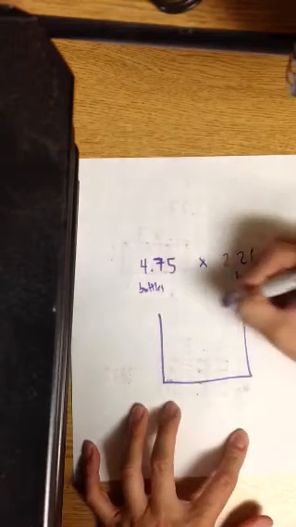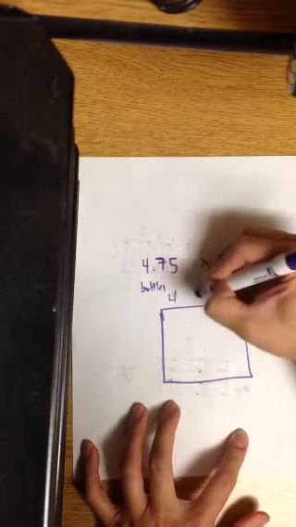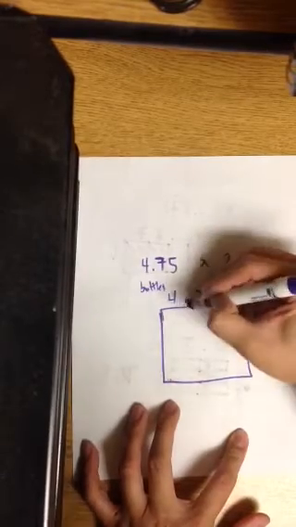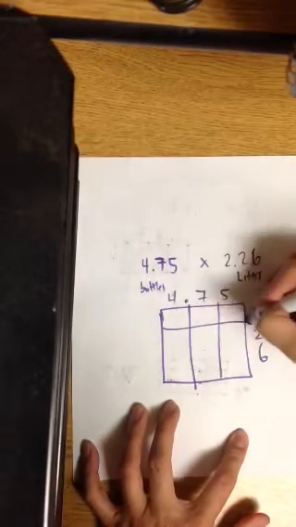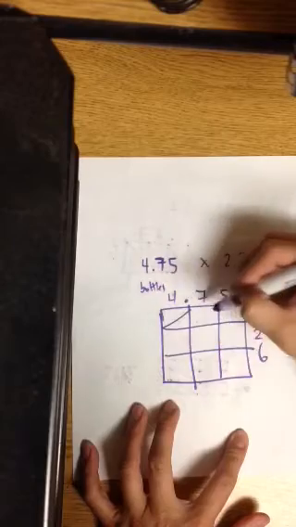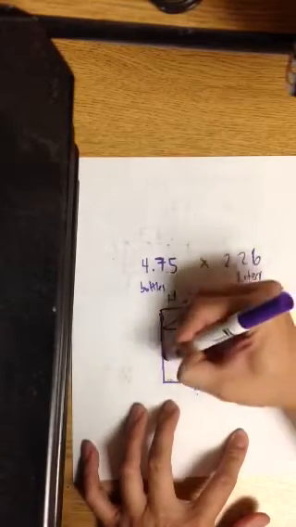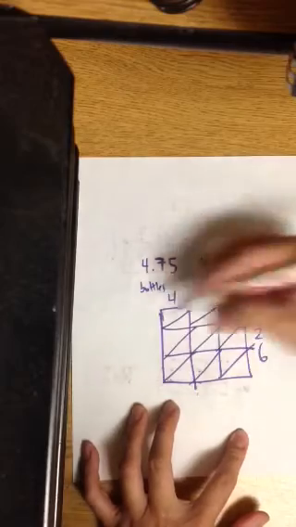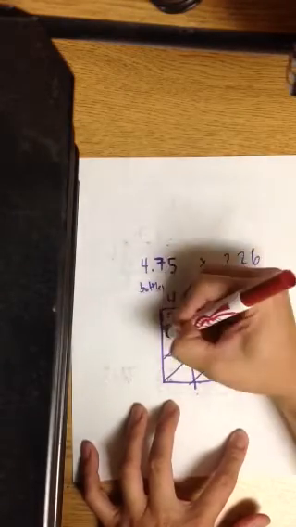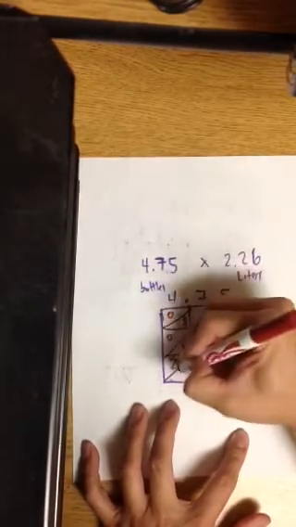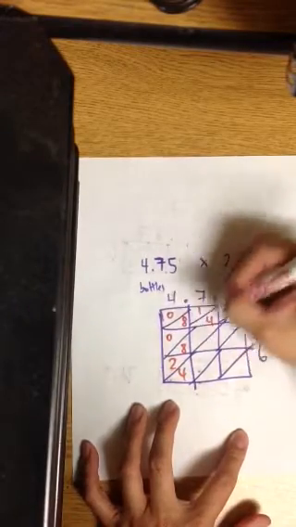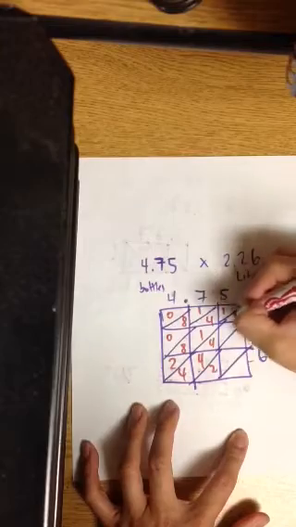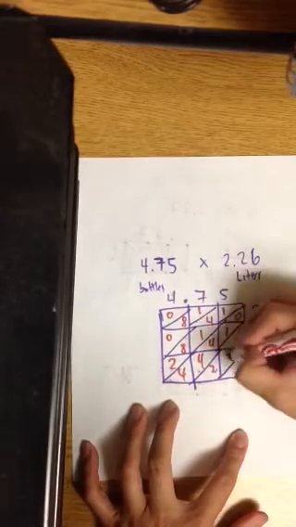So let's do lattice multiplication. 4.75 and 2.26. Separate the digits. Lattice. Let's fill in. 4 times 2 is 8. 4 times 2 is 8. 4 times 6 is 24. 7 times 2 is 14. 7 times 2 is 14. 7 times 6 is 42. 5 times 2 is 10. 5 times 2 is 10. 5 times 6 is 30.